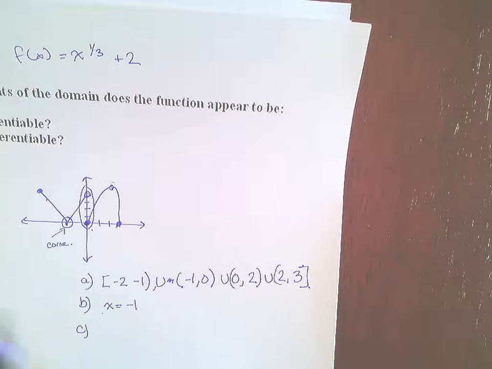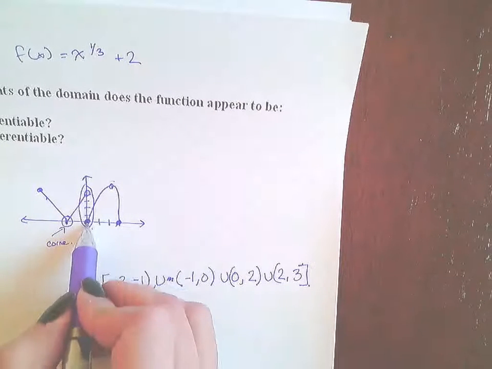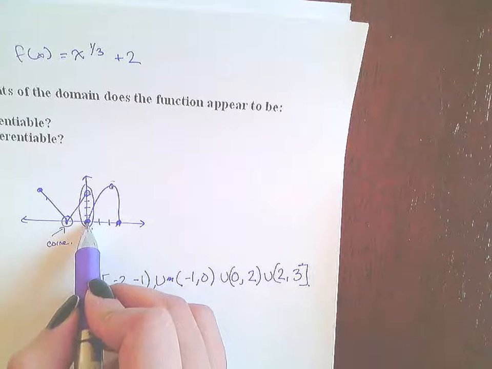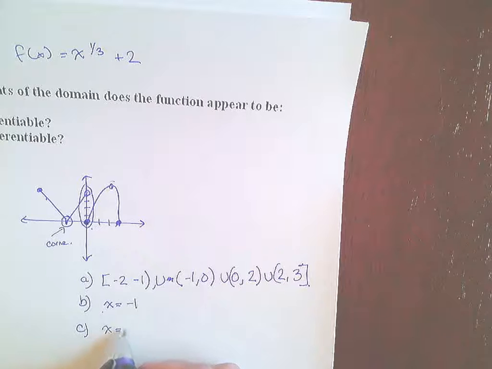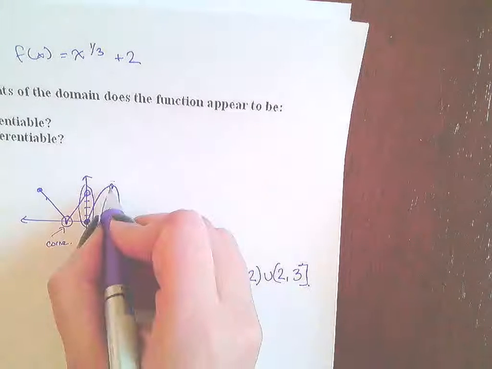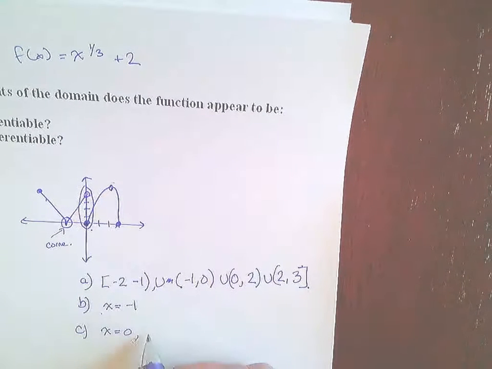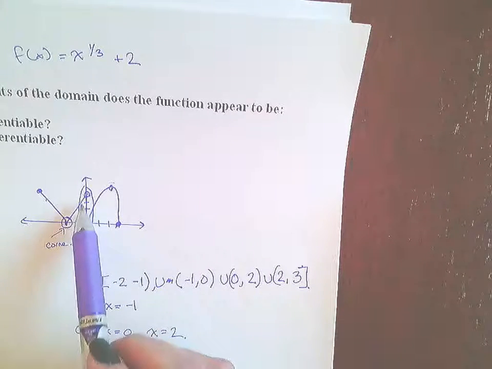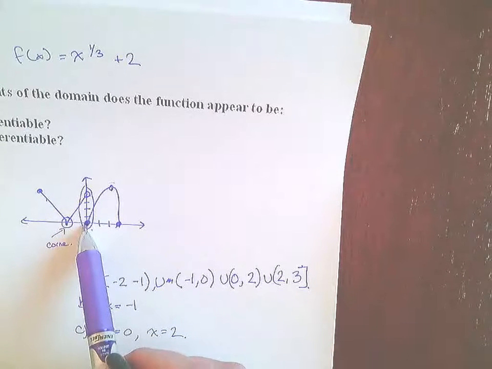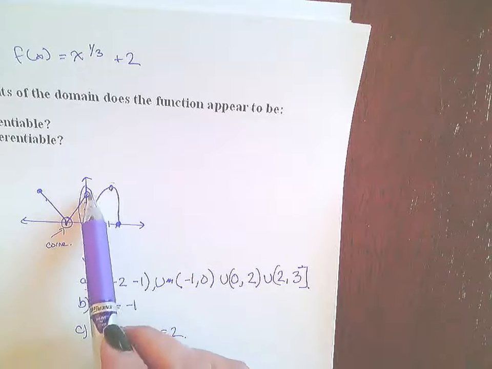And then the last part says, where is the graph neither continuous nor differentiable? So it's not differentiable, remember, not continuous at this jump, so at x equals 0, and it's not differentiable at a removable discontinuity at x equals 2. And we agreed before that it's also not continuous, not differentiable.